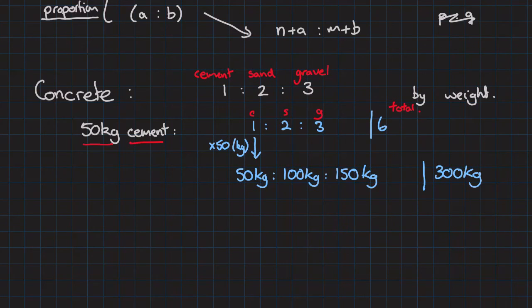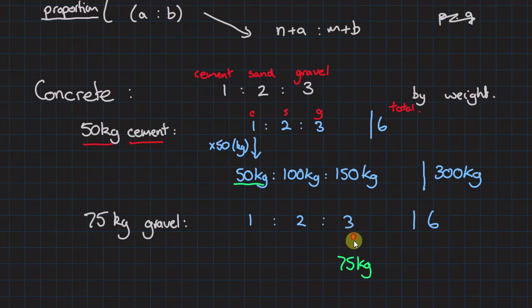So what if I have a new question, let's go for 75 kilograms of gravel. What's the final mix going to be? Same idea. Start with my 1, 2, 3, and what's the total? So what I do is I put in the number where I know it. So I put the first number, I knew it was there. This time I know the 75 kilograms is gravel. Gravel is under the 3, so 75 is down there.